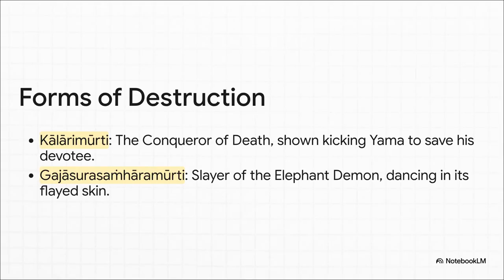Let's start with his destructive forms, the Samhara Murtis. And we're not talking about mindless destruction here. This is about destroying evil to restore cosmic order. In one form, Kalare Murti, he literally kicks Yama, the god of death himself, to save a young devotee. In another, the incredibly fierce Gajasura Samhara Murti, he slays an elephant demon and then dances in ecstasy while wrapped in its bloody, flayed skin.